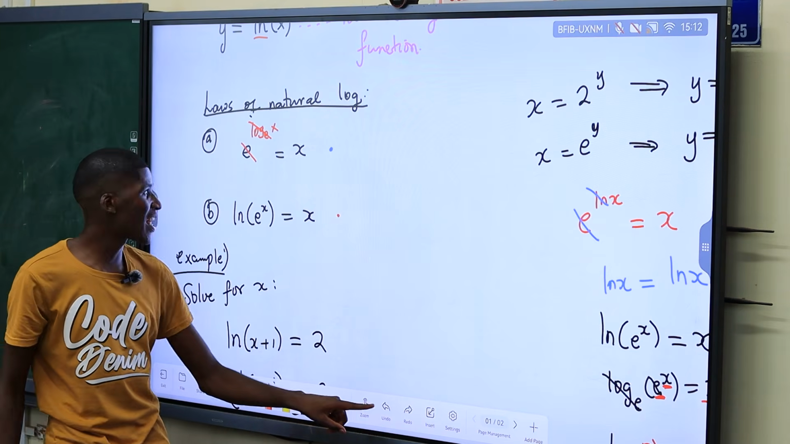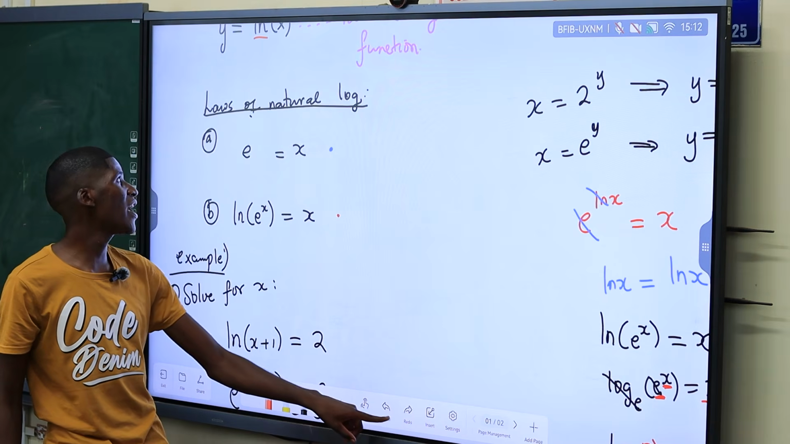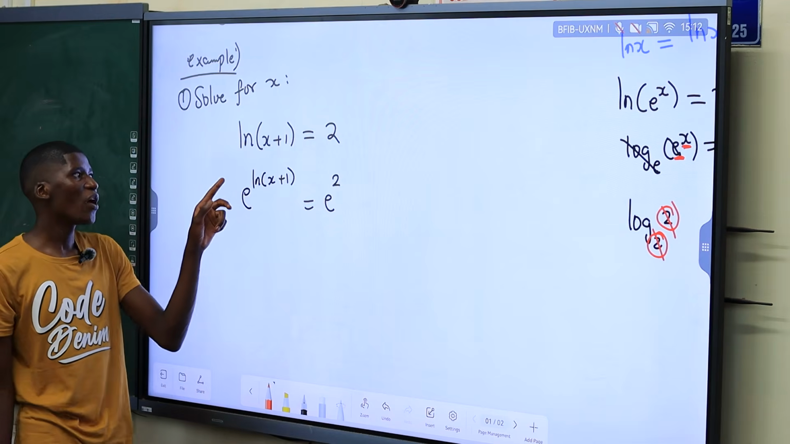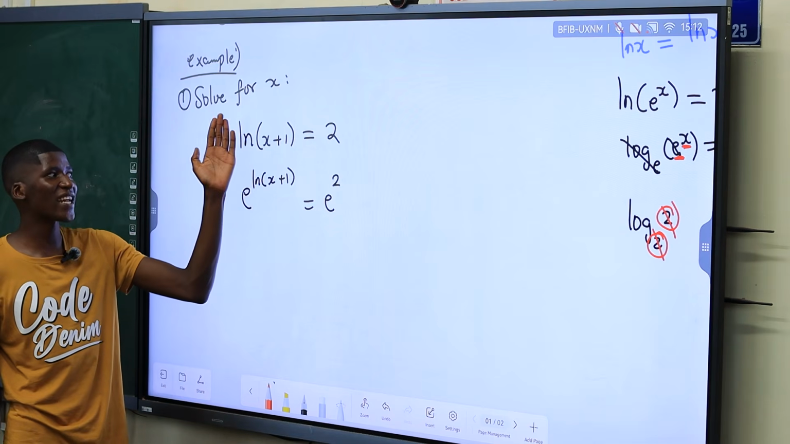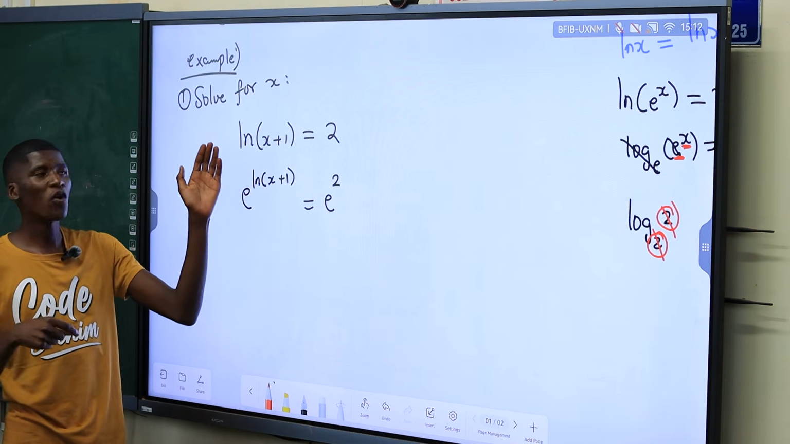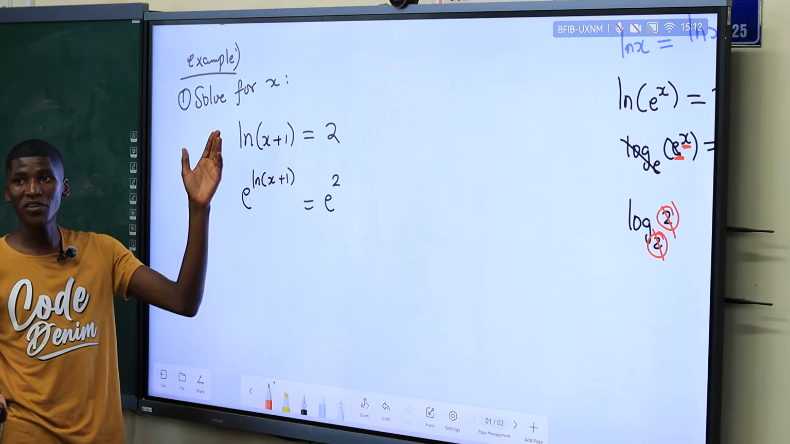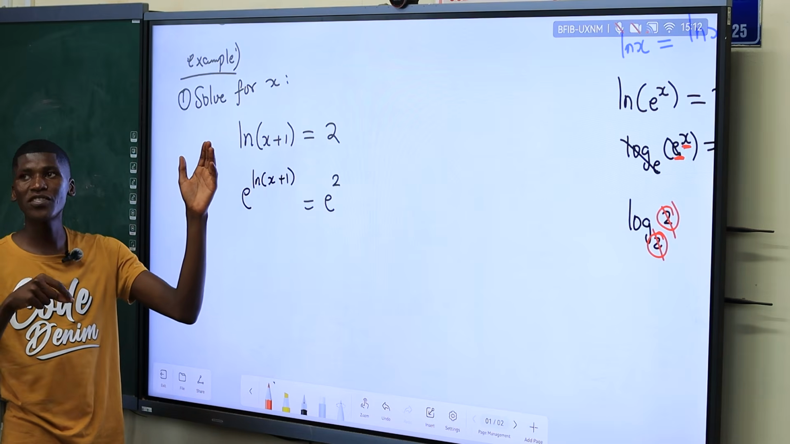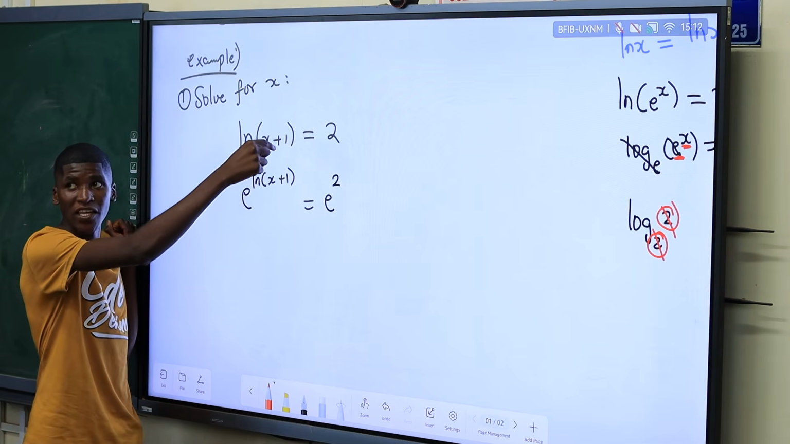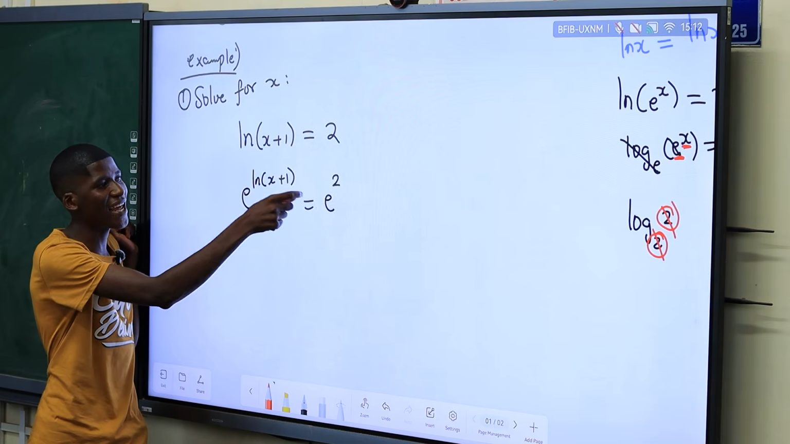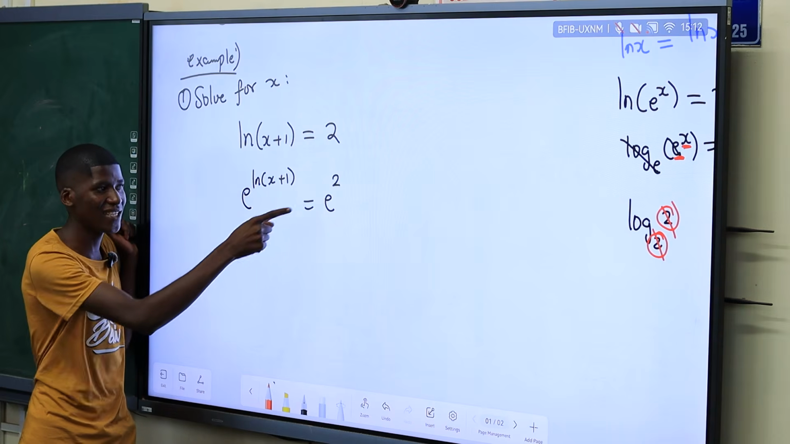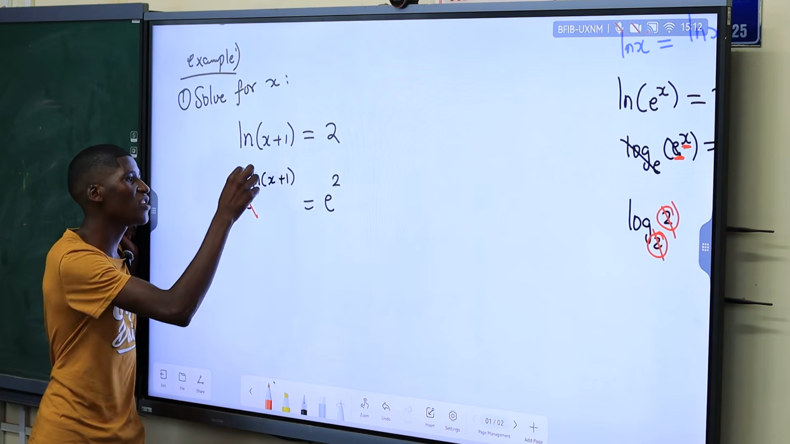So you can take that as an advantage: for every equation where you have ln, the best way of getting rid of ln is to introduce e. So it's e to the power of the ln. There's an equal sign, so you must say e to the power of ln of x plus 1 equals e to the power of 2, because what you do on the left you do on the right. That's why e and ln can cancel.